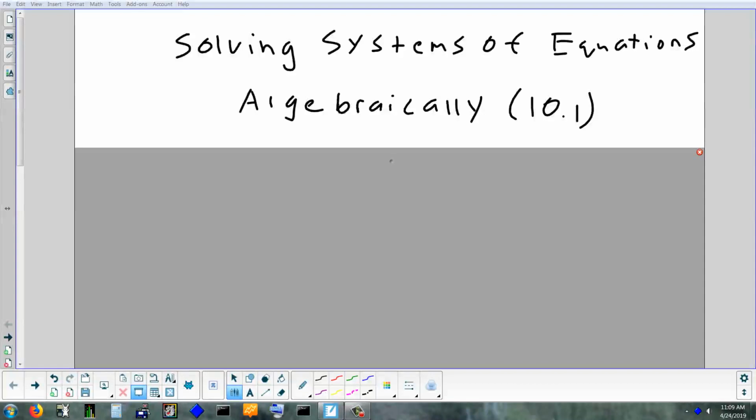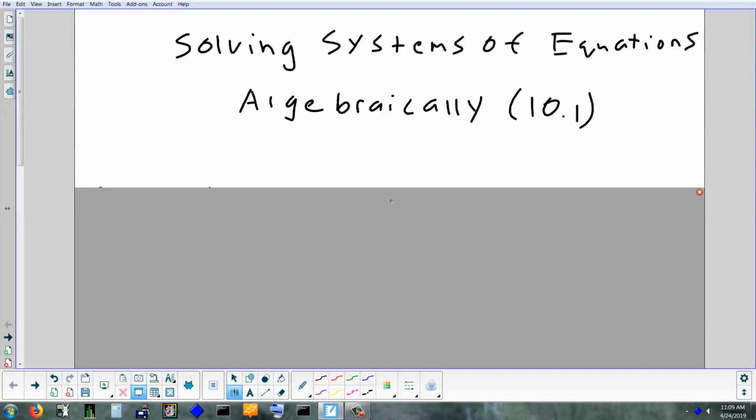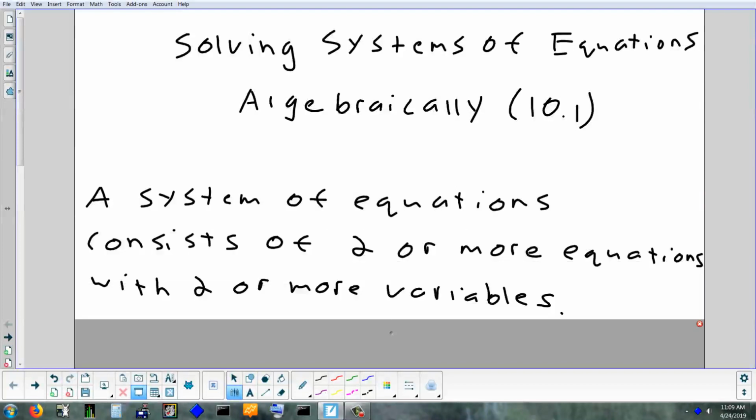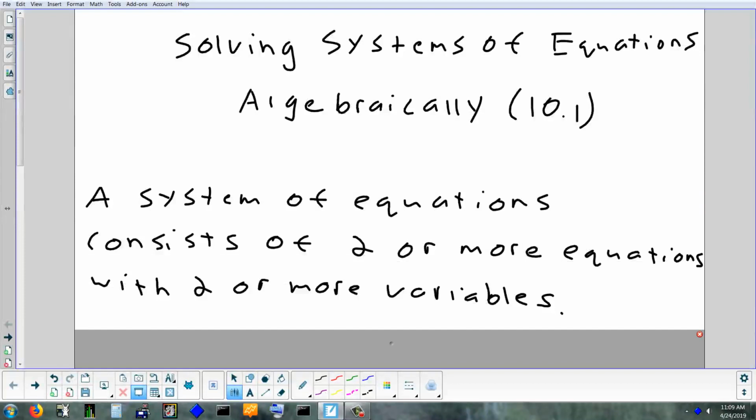All right, so last part of the week, we're going to look at sections 10.1 and 10.2, which focus on systems of equations. First of all, what does that mean when you're dealing with a system? What's different about a system versus just, say, an equation? Yeah, we have multiple variables, right? At least two. So it consists of two or more equations with two or more variables.